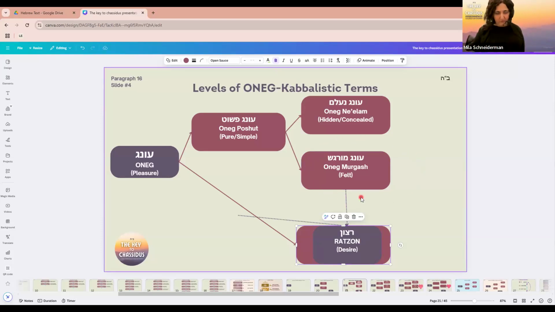Why do you think a felt oneg is going to become the makor for ratzon? Well, if I don't feel my oneg, I'm not going to want it. As simple as that. It's very simple. We're literally going back to basics of understanding human nature. It is truly nothing compound in what we are talking about.